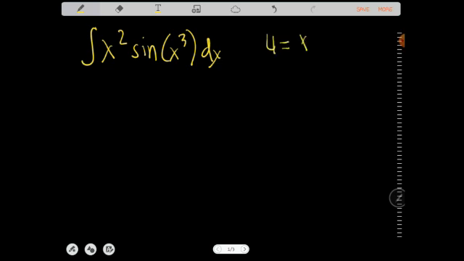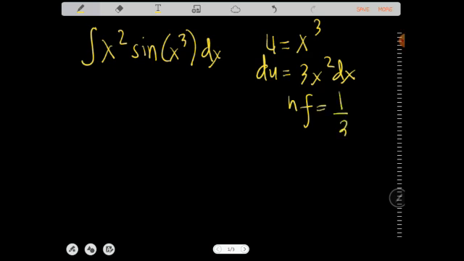Okay, so halimbawa, we have the integral of x squared sine of a quantity x cubed, then dx. Okay, yung ating u is x cubed, and then the derivative of that is 3x squared dx. Okay, meaning yung ating nf or yung neutralizing factor is 1/3. Okay, so ilagay natin siya dito. Ito pwede pa natin itong isimplify para makuha natin yung dx. Dx is equals to du over 3x squared.